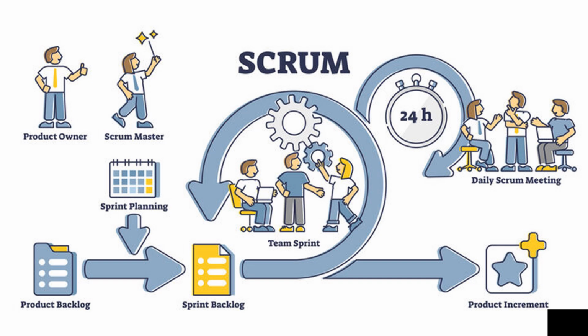Scrum overview. The product owner creates the product backlog. The Scrum team, which includes the product owner, Scrum Master, and development team, meet to plan the sprint. The team selects high priority items from the product backlog to form the sprint backlog. Every day, the team holds 15-minute stand-up meetings known as the Daily Scrum. The output of a sprint is a shippable product known as a product increment.